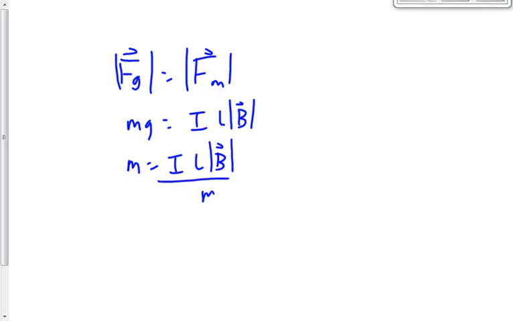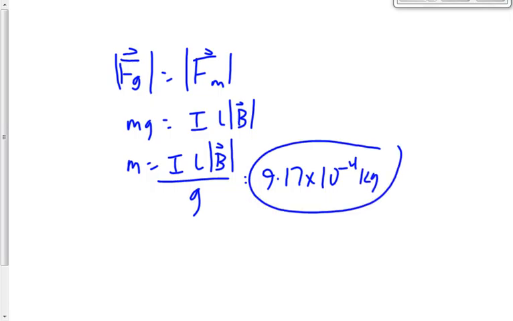We got I, it's 0.200 amps. We got L, it's 0.15 meters. We've got B is 0.3 Tesla. We divide that by the acceleration due to gravity, 9.81, and we should get 9.17 times 10 to the minus 4 kilograms. Okay, again, that big thing in this one is recognize that where it's suspended means Fg equals Fm, and recognize that we got to convert that length from 15 centimeters to 0.15 meters.